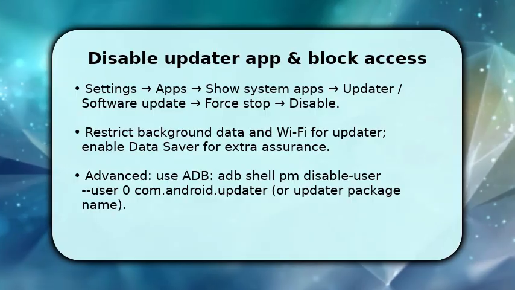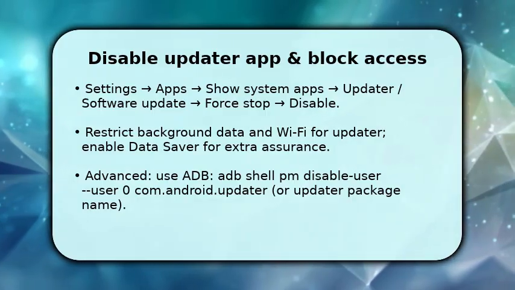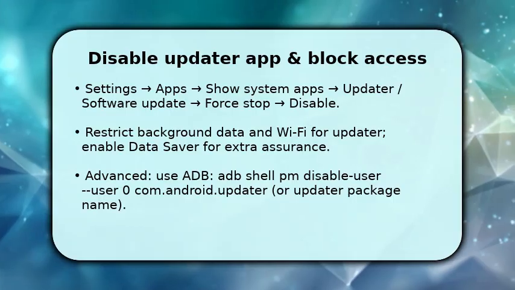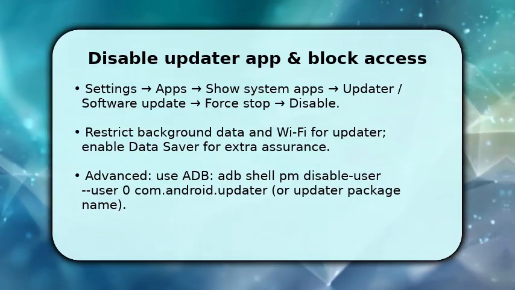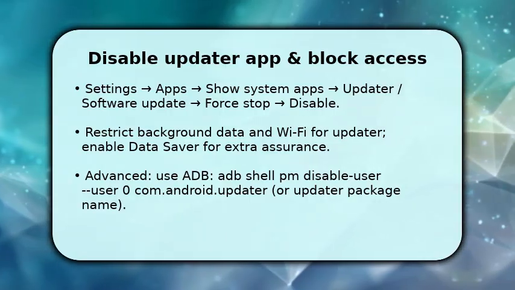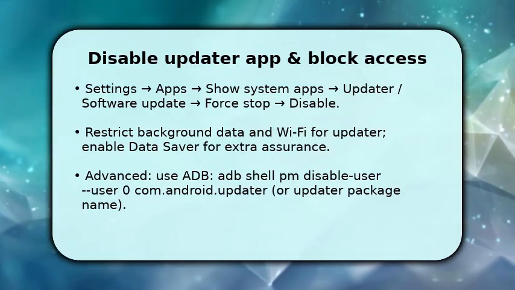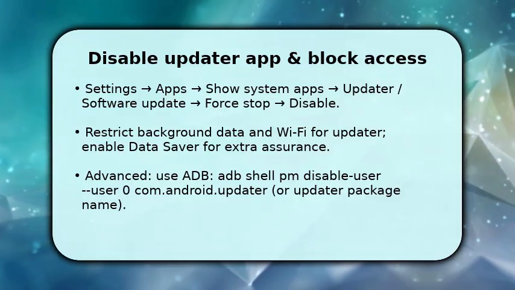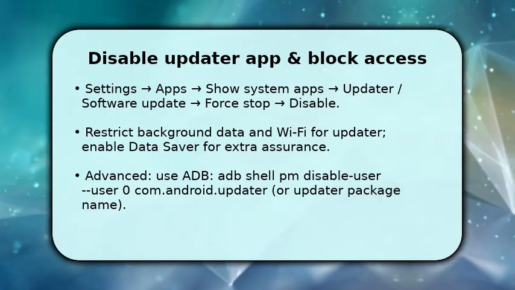Next, you remove the updater's ability to run. Open Settings > Apps > Show System Apps, find the updater or software update app, then force stop and disable it so it cannot start. Once done, restrict background data and Wi-Fi access for that app and enable Data Saver to prevent network-triggered checks.